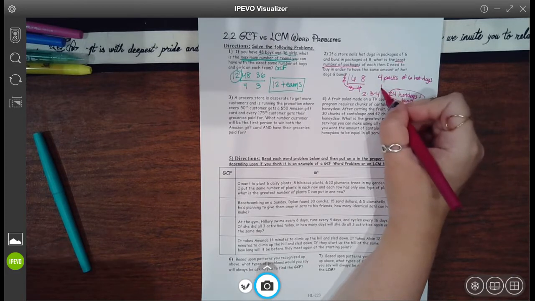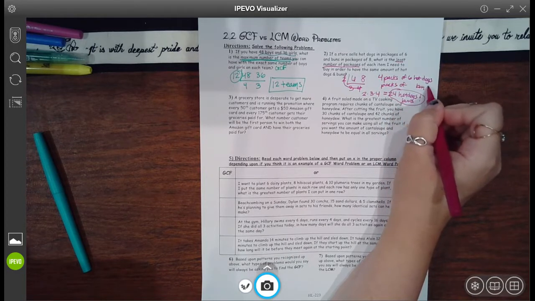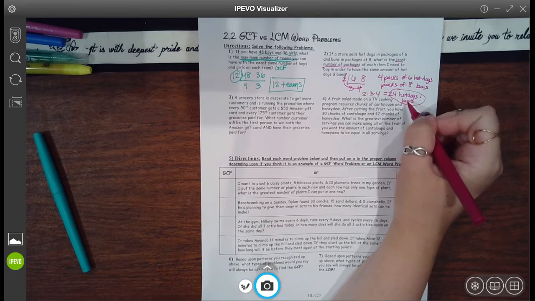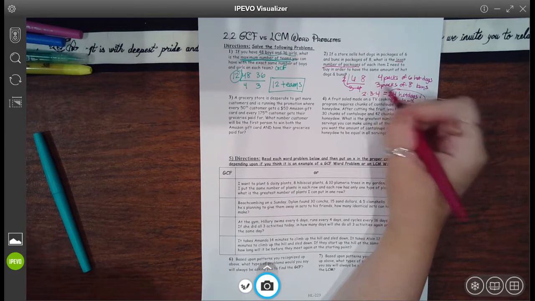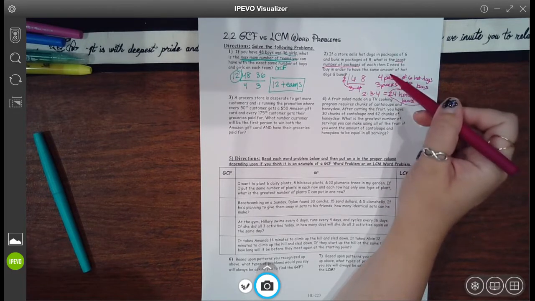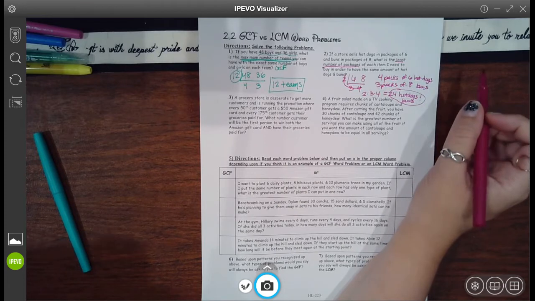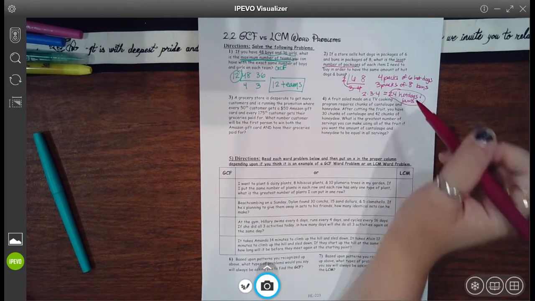And then how many packs of buns? Well, buns come in packages of 8, and you want to have a matching amount of hot dogs and buns. So how many times does 8 go into 24? 3 times. So really you only buy 4 packs of hot dogs and 3 packs of buns. But then you'll have a matching amount of 24 hot dogs and buns. This one was a little bit tricky, huh?